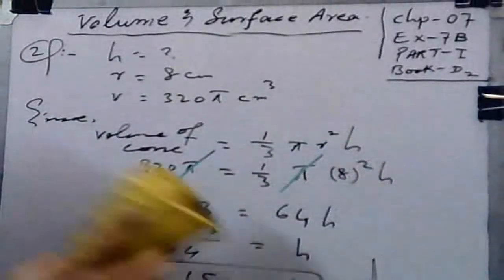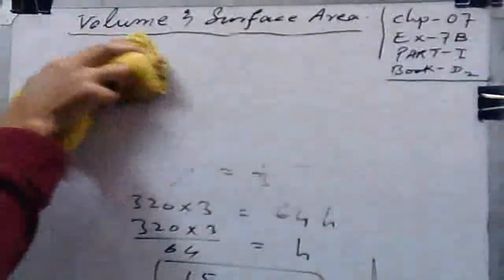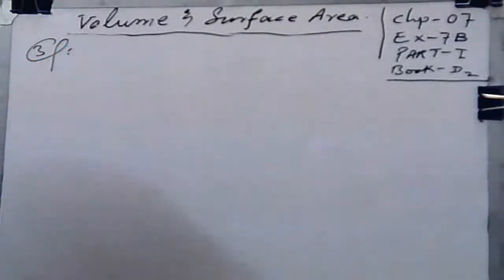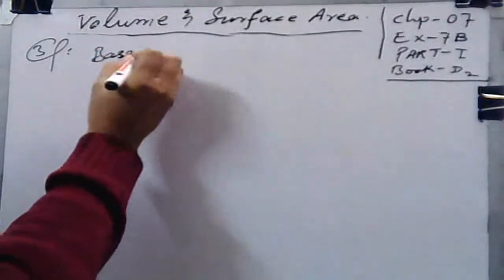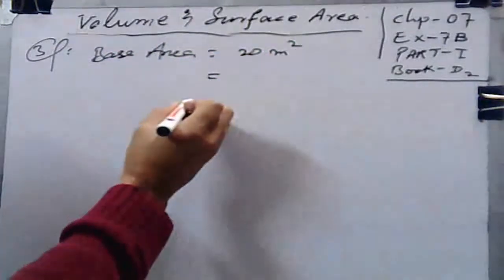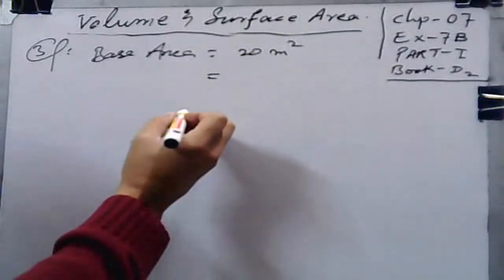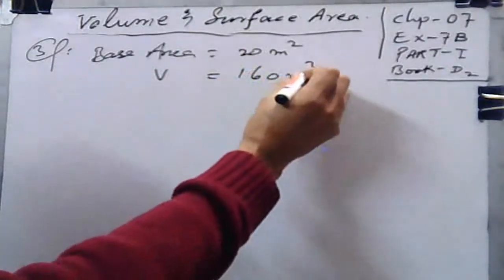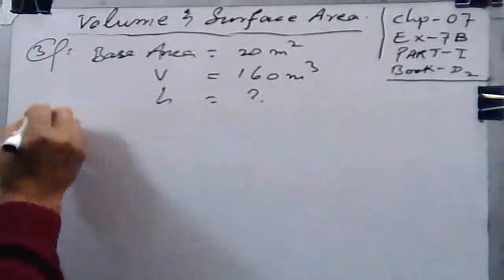Coming to question number 3. A cone has a base area of 20 meter square and a volume of 160 meter cube. Find the height of the cone.